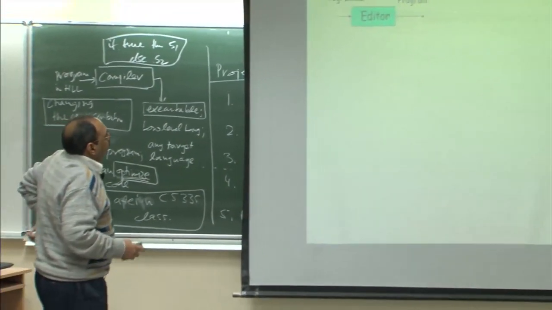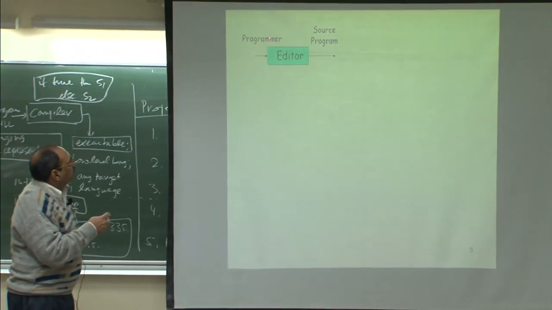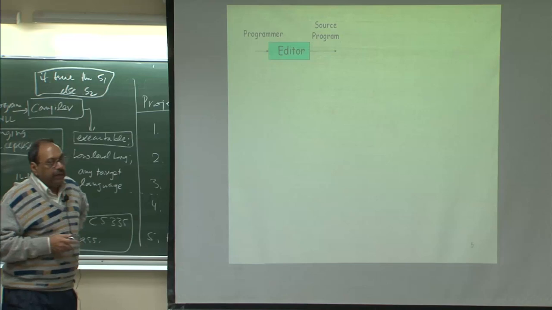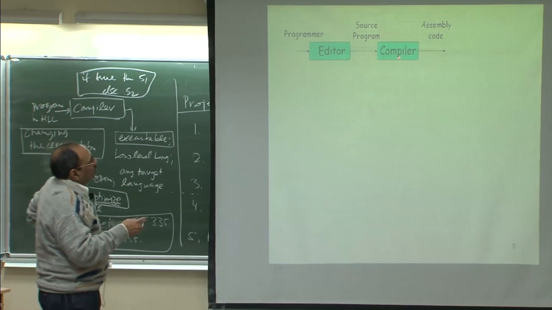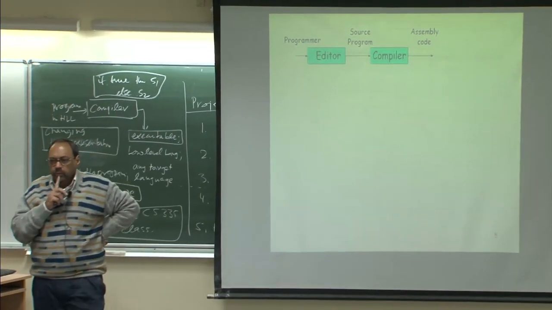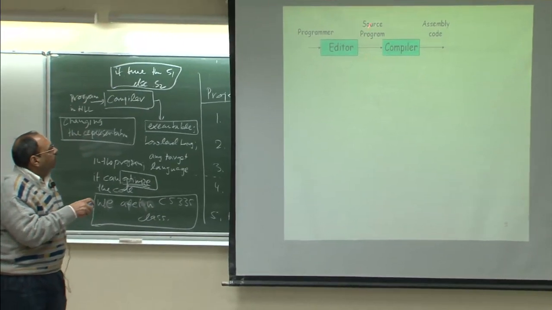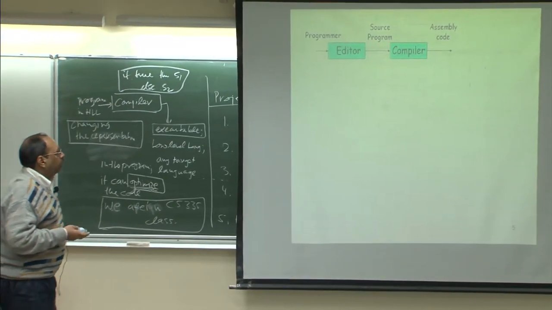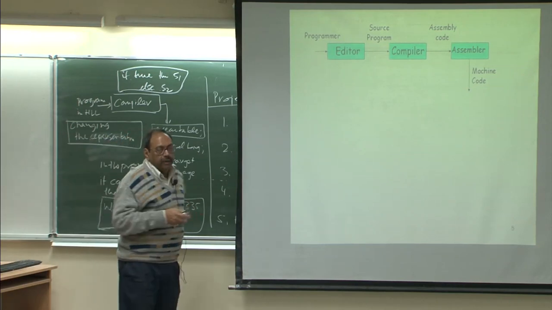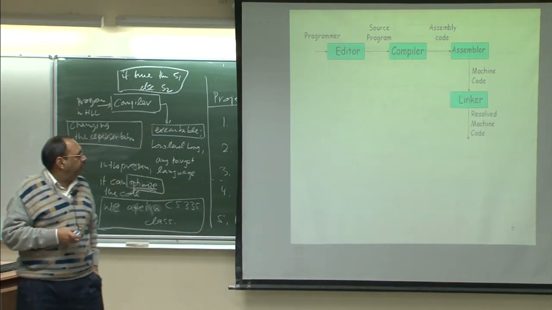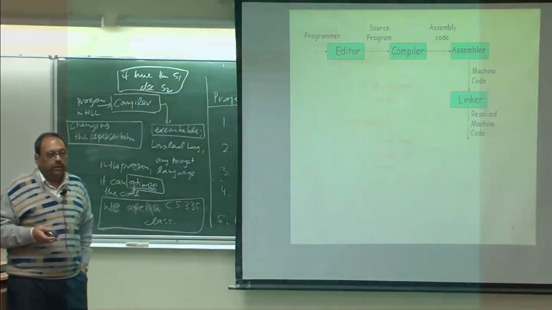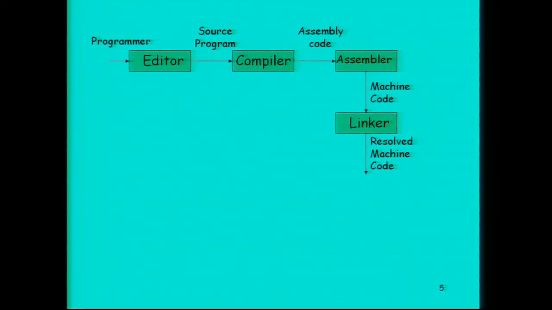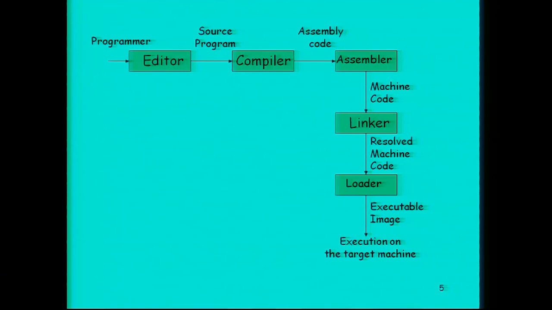So what is the big picture? There is an editor which is being used by a programmer, and you have a source program which comes out of this editor. My compiler should be able to take this source program and convert that into assembly code. So you can immediately see that I'm talking of an interface here. Now what do I do with assembly code? I can assemble it, and it generates machine code. Then I'll have to use a linker, because this may be in multiple files and I want to resolve certain symbols. So I get resolved machine code, and then I load this into certain machine locations and execute it.